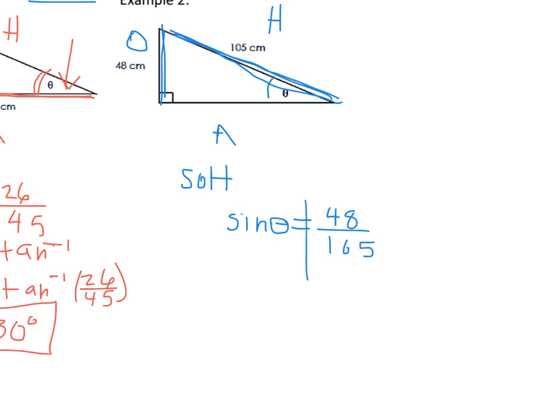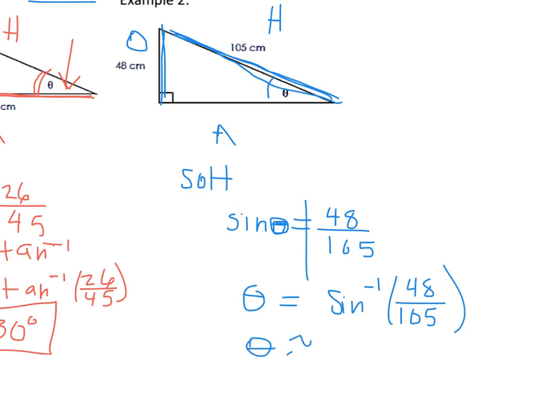We want to get theta by itself here, so we need to get rid of sine. So theta equals, if I take the inverse of both sides, inverse sine of 48 over 105. Type it in the calculator. Theta is about 27 degrees.